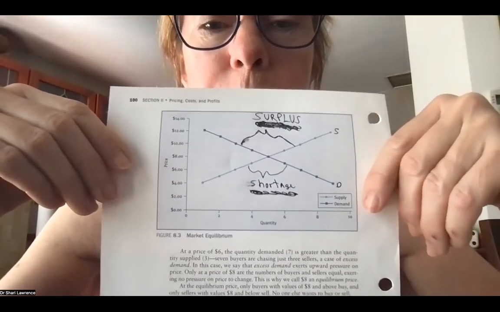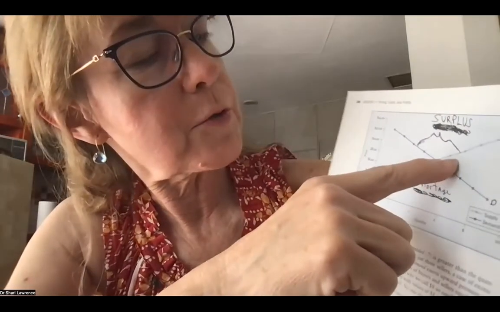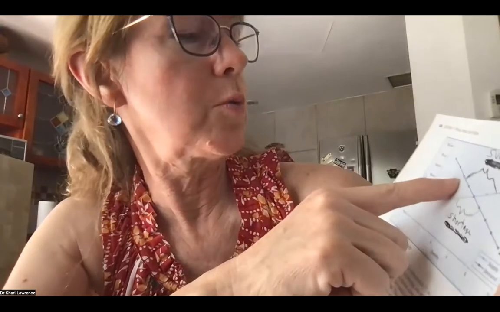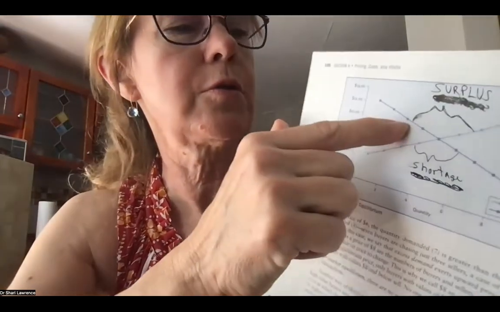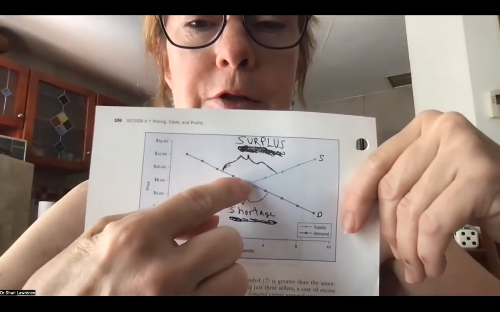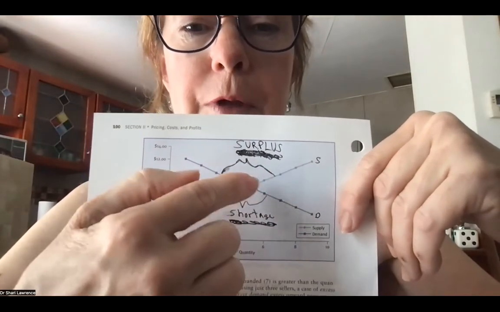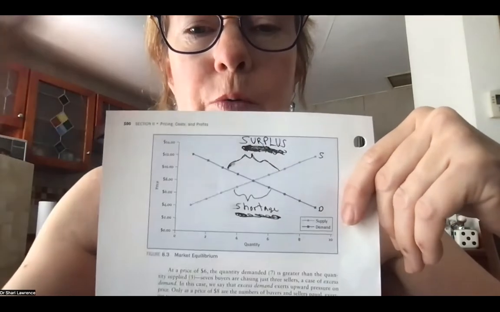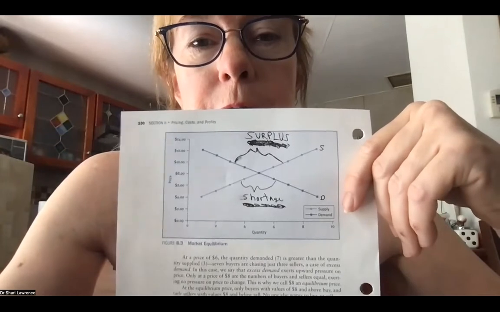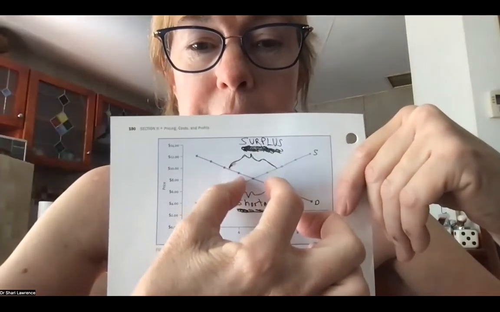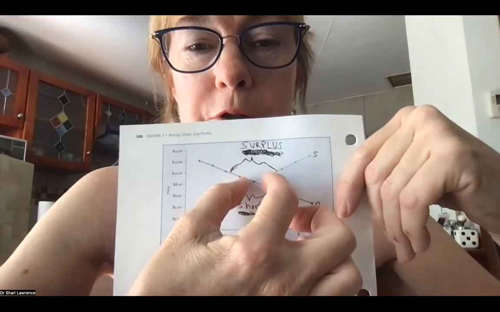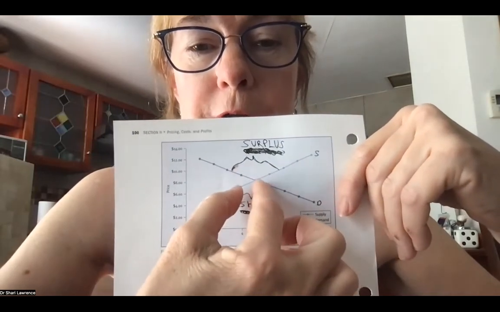So what happens if the price goes up? Well, let's say the price goes up to $10. If the price goes up to $10 right here, then demand is going to go down to 3 and supply is going to go up to about 7. So you see what happens here? If the price goes up, demand is going to decrease, and supply is going to increase. So you have what's called a surplus. So what happens if you have a surplus? Well, the market forces are going to force the price down.